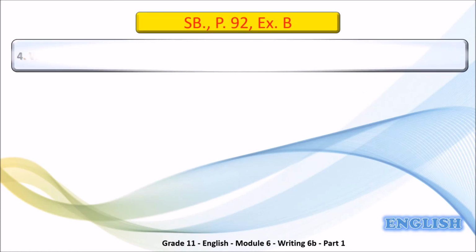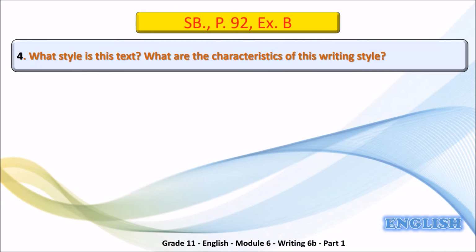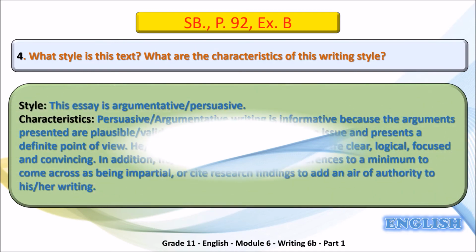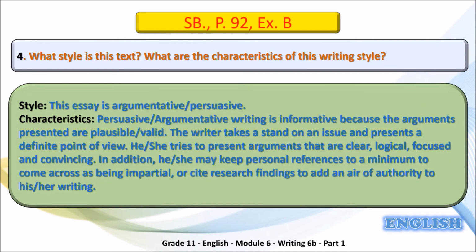Question 4. What style is this text? What are the characteristics of this writing style? Regarding style, this essay is argumentative or persuasive. Regarding characteristics, persuasive or argumentative writing is informative because the arguments presented are plausible or valid. The writer takes a stand on an issue and presents a definite point of view. He or she tries to present arguments that are clear, logical, focused, and convincing. In addition, he or she may keep personal references to a minimum to come across as being impartial, or cite research findings to add an air of authority to his or her writing.